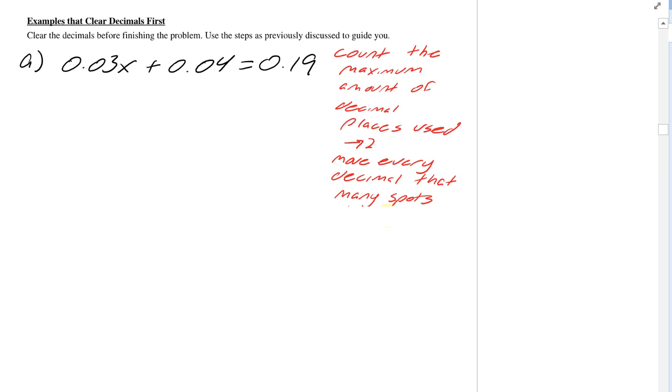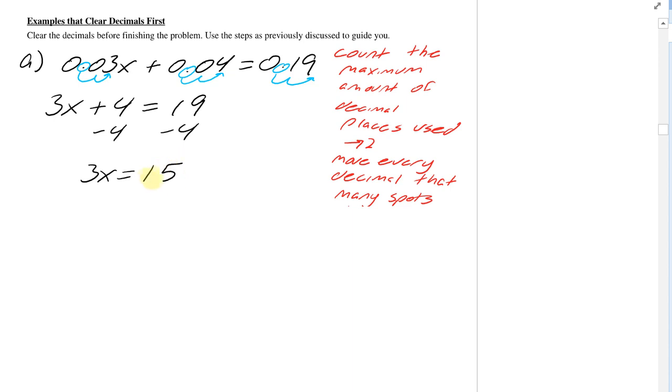So what this is doing effectively is the equivalent of really multiplying everything by 100, but we can streamline the process by thinking of it as just moving decimals. So in this case, I'm going to move this decimal 1, 2 spots to the right. I'm going to move this one 1, 2 spots to the right, and then this one 2 spots to the right. So now my problem will become 3x plus 4 equals 19, and then this is all you have to solve. So you can just go ahead and subtract off the 4, you get 3x equals 15, divide each side by 3, and you get x equals 5.